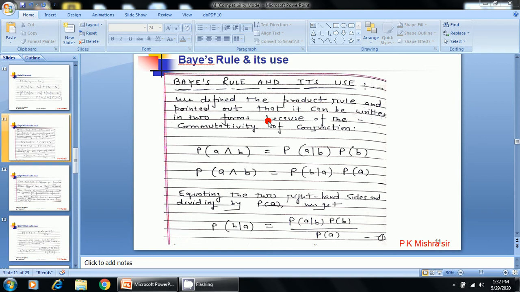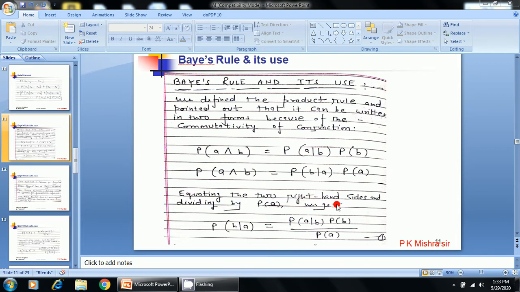We defined the product rule and pointed out that it can be written in two forms. Number one is probability of A and B equals probability of A given B times probability of B. Okay, this is the first formula, and second is probability of A and B equals probability of B given A times probability of A. If probability of A given B is given in the question, then we use the first formula. If probability of B given A is given, then we use this formula.